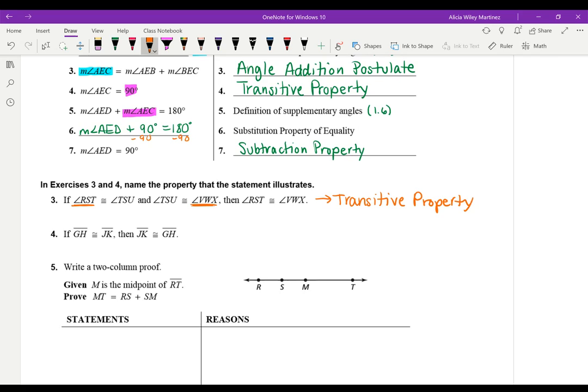And then in 4, we have segment GH congruent to segment JK. Therefore, their conclusion is JK is congruent to segment GH. So all they've done is flip it around. Remember, when they flip it around, that is an example of the symmetric property. The symmetric property allows you to change the look of the equality or congruency statement by just flipping it around.